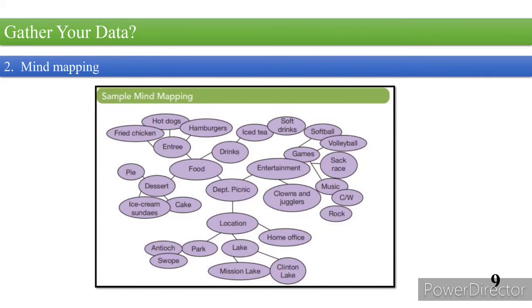Now, specifically, if you ask for food, you can have more categories, like in food, you have desserts, entrees, drinks, and much more. Even more specified, like in drinks you can have iced teas, soft drinks, and in desserts you have ice cream or cakes. Similarly, in entertainment, you have games, clowns and jugglers, and while selecting the location, you have park, lake, home, office, or much more. So this is a sample of mind mapping.